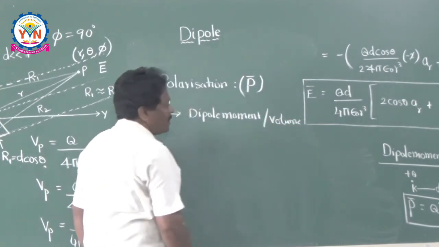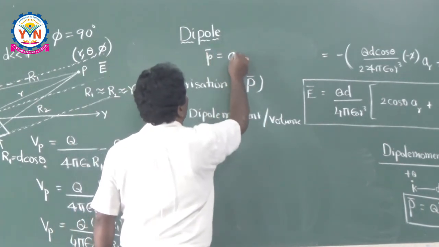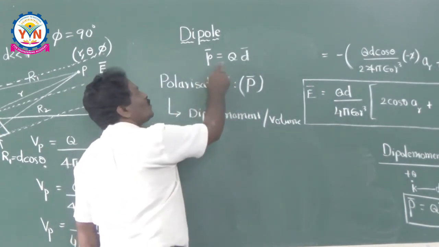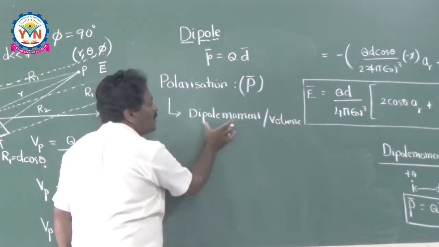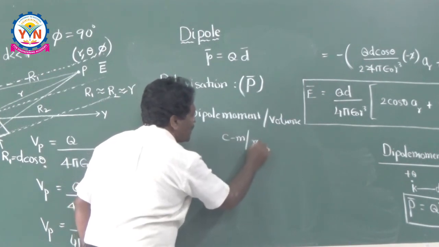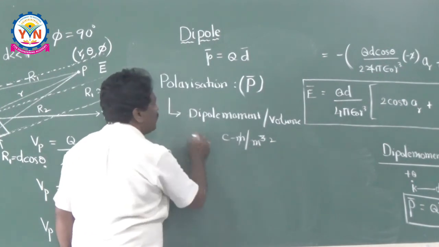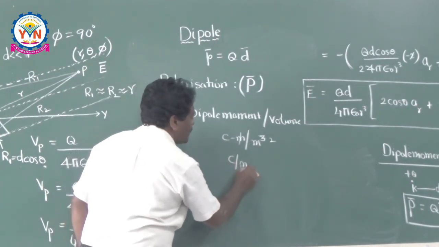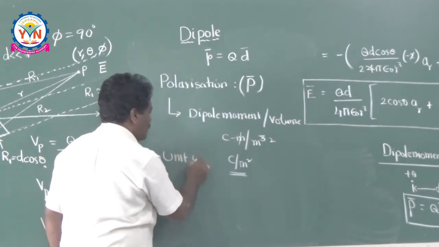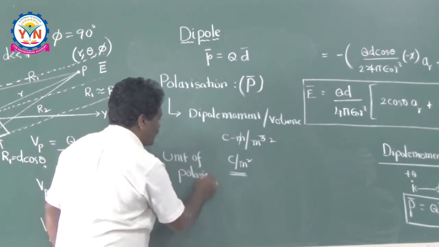Just now we have seen what is the dipole moment here. Already you know small p bar is equal to q into d bar, which is your dipole moment. So the unit is coulomb into meter. But dipole moment per unit volume means coulomb meter by volume, meaning meter cube. That means it will be cancelled. Therefore, the unit of p bar is coulomb per meter square. This is the unit of polarization. Most important in your bits, the unit of polarization is coulomb per meter square.